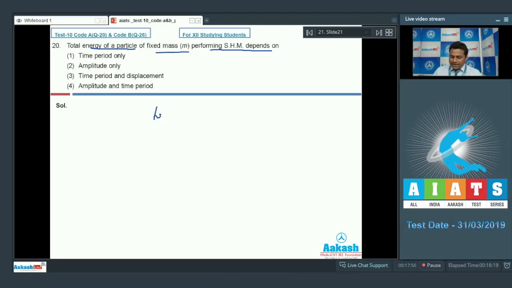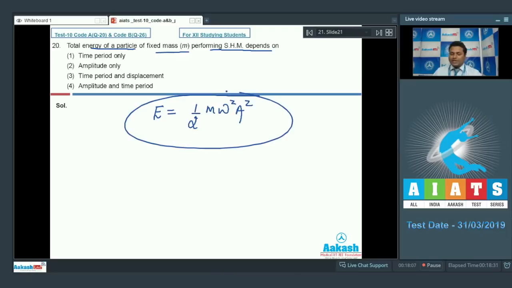We know that the total energy of a particle executing SHM is given by the expression half of m omega square amplitude square. So after looking at the expression, we can say that this energy is depending upon omega, that is angular frequency, and amplitude. So we can say that it is depending upon time period as well as amplitude. So we will go with option number 4, which is absolutely correct. Now let us proceed to the next question.